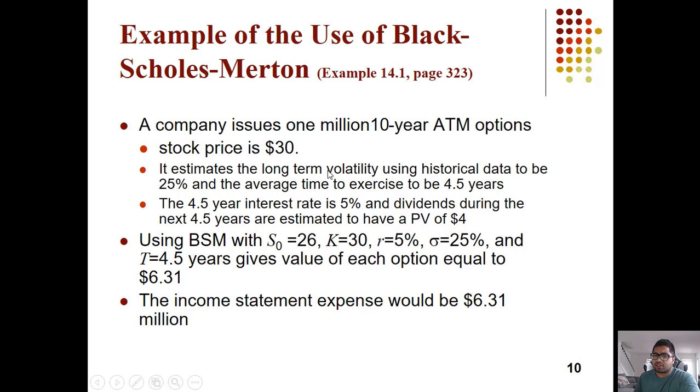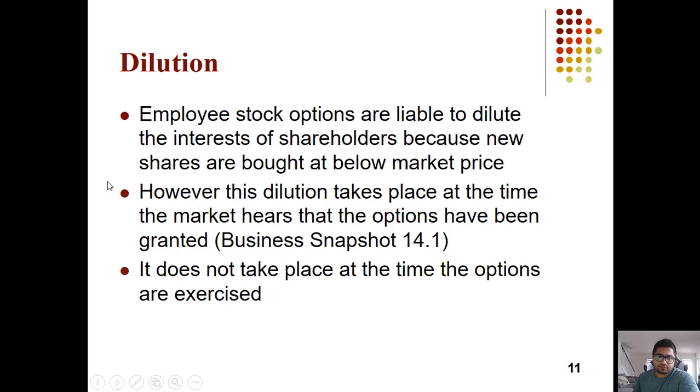So in the Black-Scholes-Merton model, 30 is the stock price. You have to subtract the present value of the dividend from it. So 26 becomes S0, K is 30, r is 5%, sigma is 25% and T is 4.5. So there are steps to the Black-Scholes-Merton model that we did in the last class. So the option price becomes 6.31. So the income statement will show 6.31 million as expense. Okay. Because 6.31 is one option price, you are issuing 1 million options. So 6.31 into 1 million is 6.31 million.